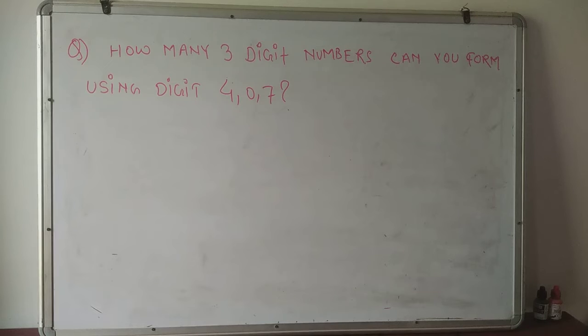Now we are going to move to another question which is very interesting. So please, students, pay attention very well. In this question, the question asks us, how many 3-digit numbers can you form using digits 4, 0 and 7? Let us see how we can form 3-digit numbers with the help of the following digits.